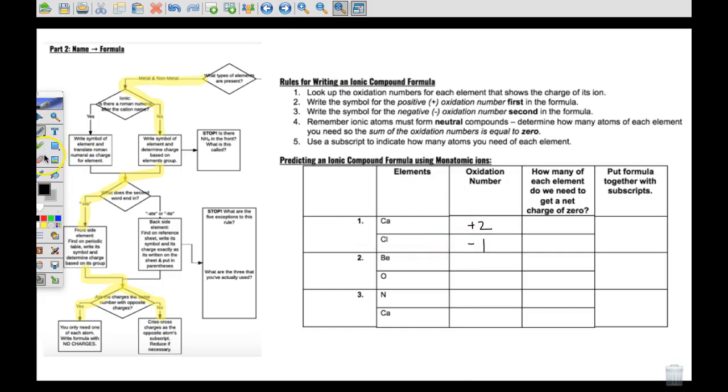Now, the cool thing about ionic compounds is that it's pretty easy to determine how many of each element I need. The charges are not the same. So what I'm going to do is crisscross the charges as the opposite atom's subscript. So because calcium is +2 and chlorine is -1, I'm going to crisscross these numbers. So the 1 is going to come up here and the 2 is going to come down here. And these numbers that I'm now highlighting in green become that atom's subscript. So it'll be Ca1, Cl2.